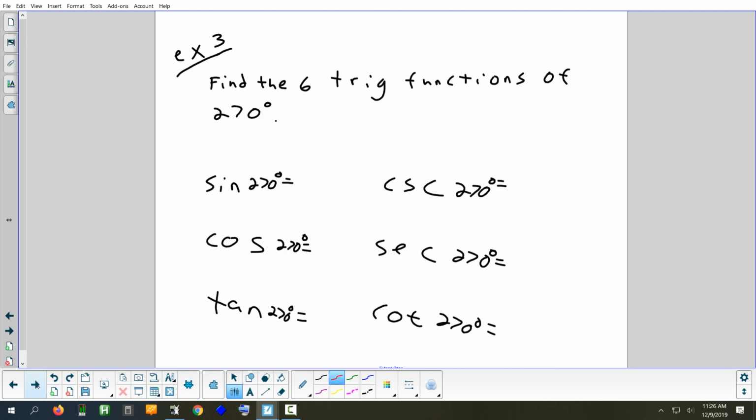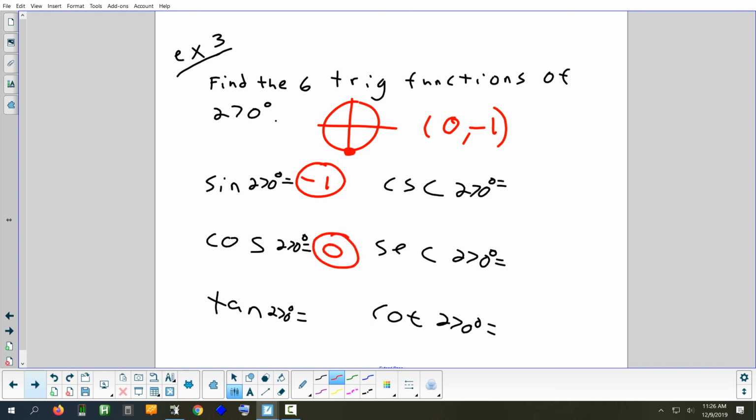Okay, let's look at this one. 270. There's 270. What would be the coordinate for 270? Yeah, Chris? 0, -1. Yep. And Nikara, what would my sine be? -1. Cosine, Ko? Yep, 0. And the tangent? -1 divided by 0. Can't do that. Undefined.